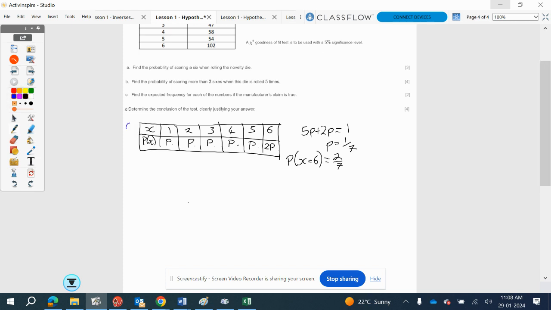Pay close attention on part B. Find the probability of scoring more than 2 sixes when the dice is rolled 5 times. What is the probability of scoring a 6? 2 over 7. Will that change? No. Are we rolling the dice a set number of times? Yes. Fixed probability, set number of trials. What probability distribution is this? Binomial. This is a binomial probability distribution.